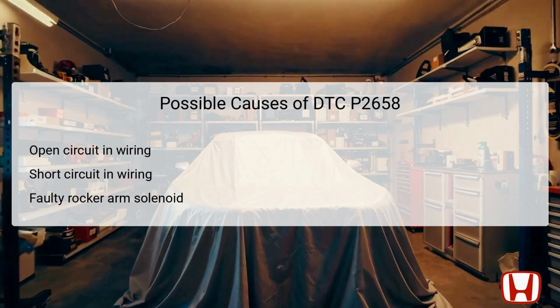Another potential issue is a short circuit in the wiring, which can cause current to bypass the solenoid, affecting its functionality. Moreover, a faulty rocker arm oil control solenoid itself may fail internally, leading to incorrect resistance readings or complete circuit failure. Each of these failures can directly affect the engine's ability to manage valve timing effectively. Therefore, it's pivotal to conduct thorough electrical tests on the solenoid and associated wiring to pinpoint the exact cause of the fault.